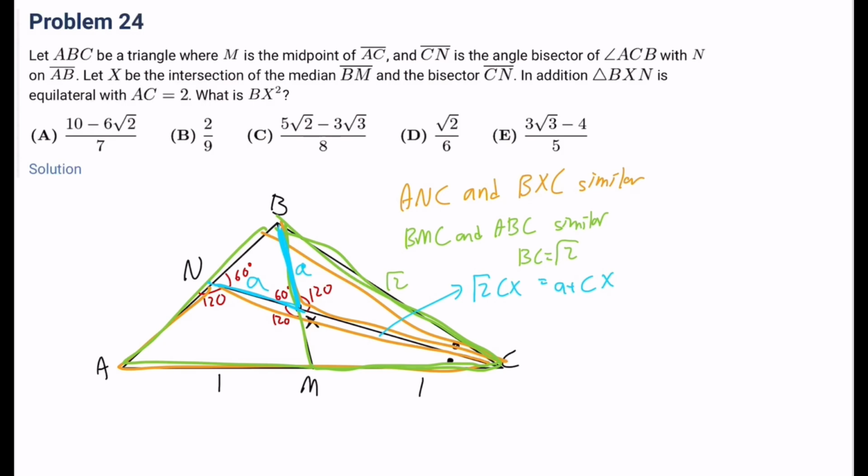And that is because CX is part of BXC, and CN is a part of ANC. And we just saw that AC to BC has a ratio of 2 to root 2, so it's root 2 to 1. That means that if this is CX, then CN is root 2 CX. And so CN equals A plus CX. This gives us that CX equals A over root 2 minus 1, which is just A times root 2 plus 1, so root 2 plus 1 times A.